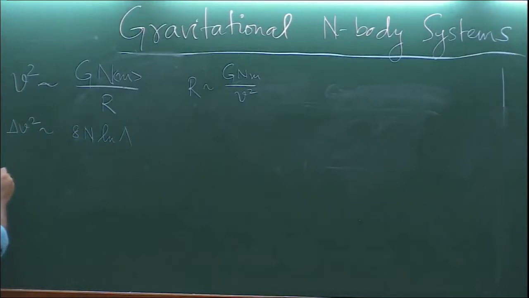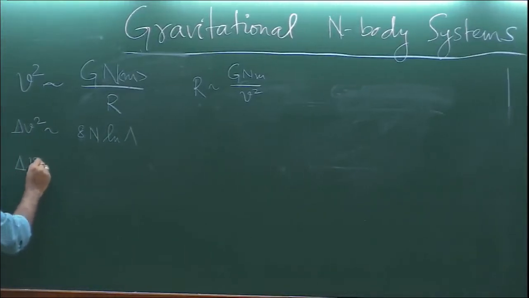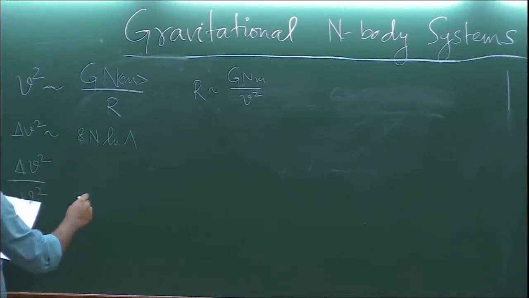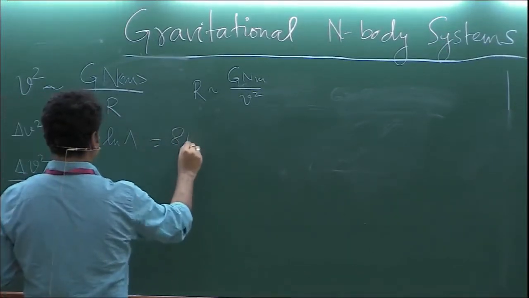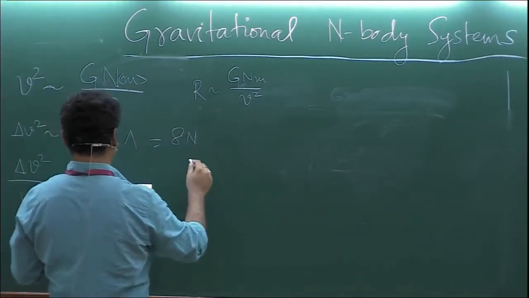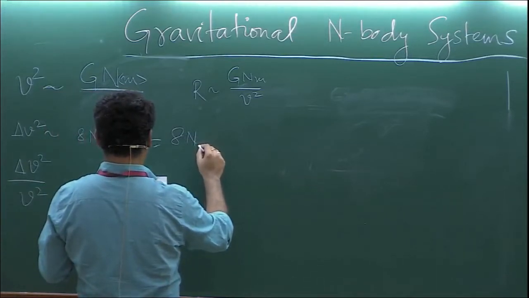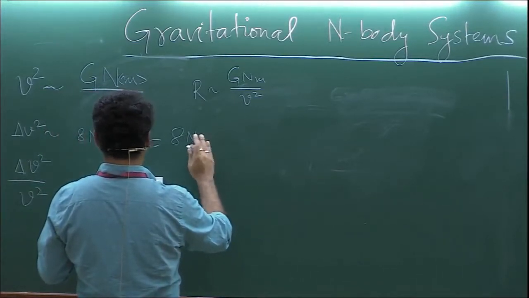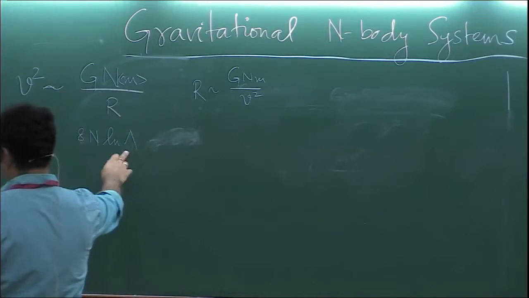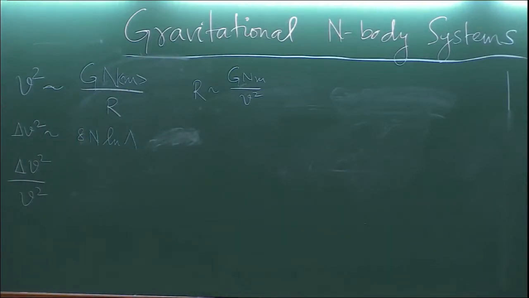So delta v square over v square. Lambda is 8n. Lambda is just r over b90, okay?